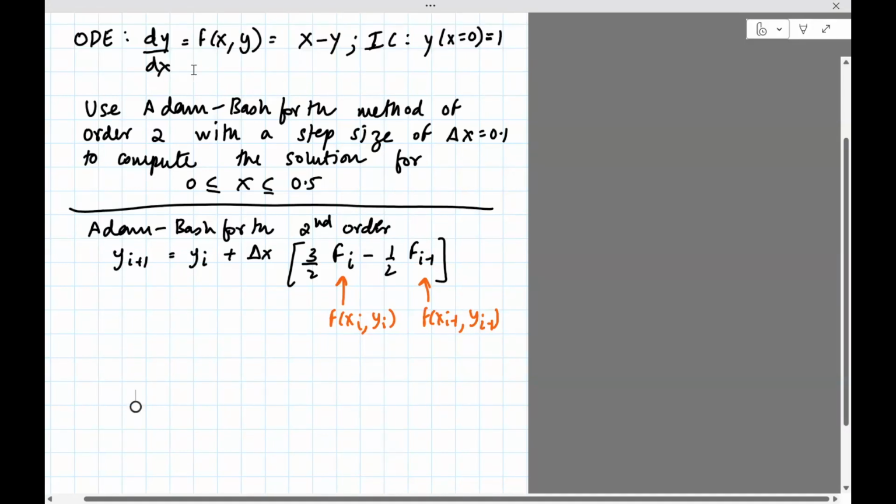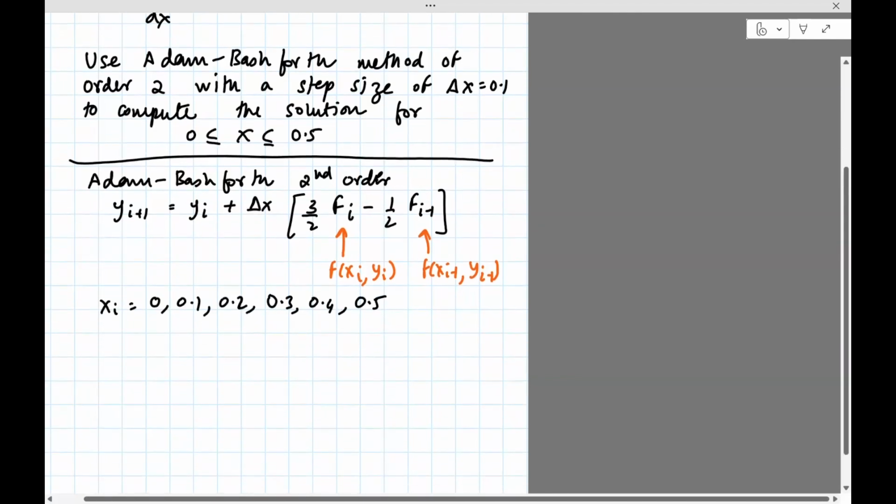Okay, so here's what we'll do. We will compute the solution at x i equals 0. Well, we know what the value at 0 is, 0.1, 0.2, 0.3, 0.4, and 0.5. So let's try y of 1. So put i equals 0, we get y1 equals y0 plus delta x 3 divided by 2 f0 minus half f minus 1.